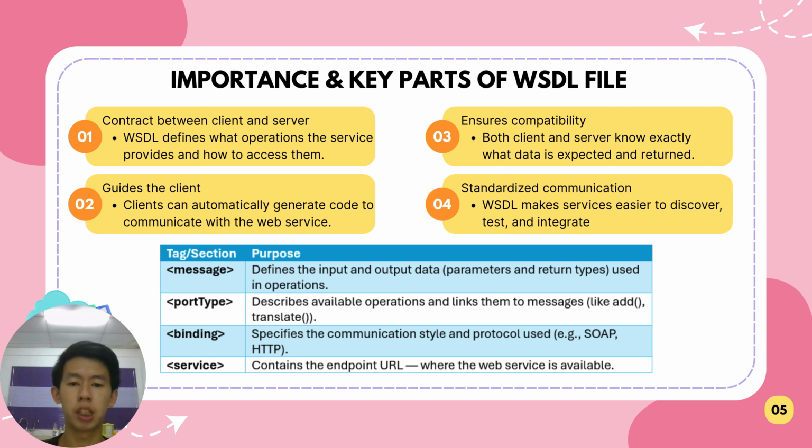So below is a table of key parts of the WSDL file. For the tag or section, first is the message tag. The purpose is to define the input and output data, parameters and return types used in the operation. Second is the port type. It describes available operations and links them to messages, like add and also translate. In the binding section, it specifies the communication style and protocol used, for example, SOAP and HTTP. Lastly is the service section. It contains the endpoint URL where the web service is available.